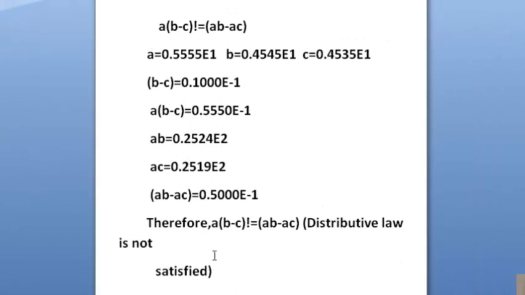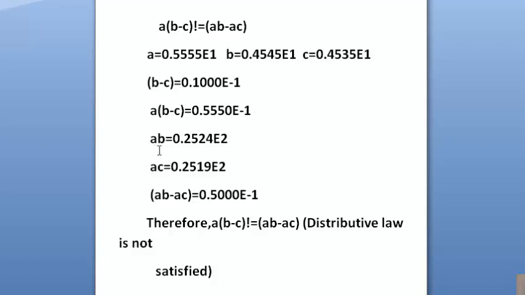Now let us see the distributive law, which states that a into (b minus c) is equal to ab minus ac. Here a equals 0.5555 E1 and b equals 0.4545 E1. Here we take c equals 0.4535 E1, and then we calculate the value of b minus c, which comes to 0.1000 E minus 1, and then we multiply a by it, which results in 0.5550 E minus 1. This is the left hand side of the equation.